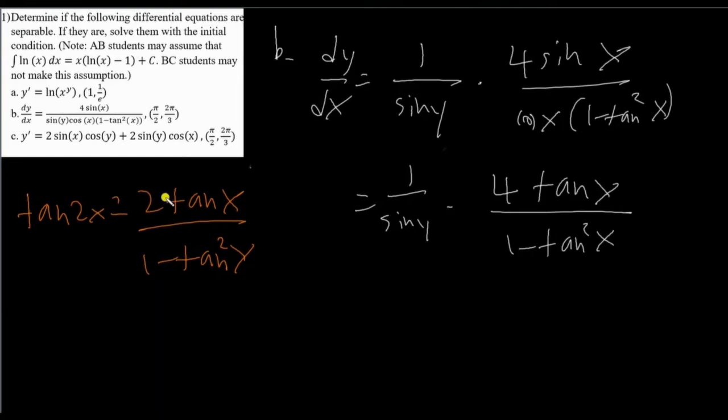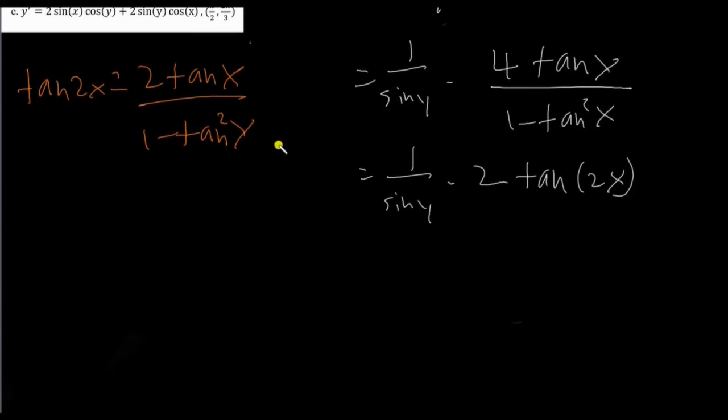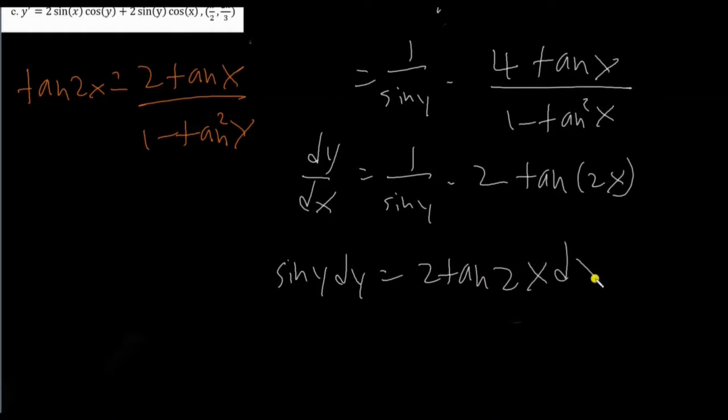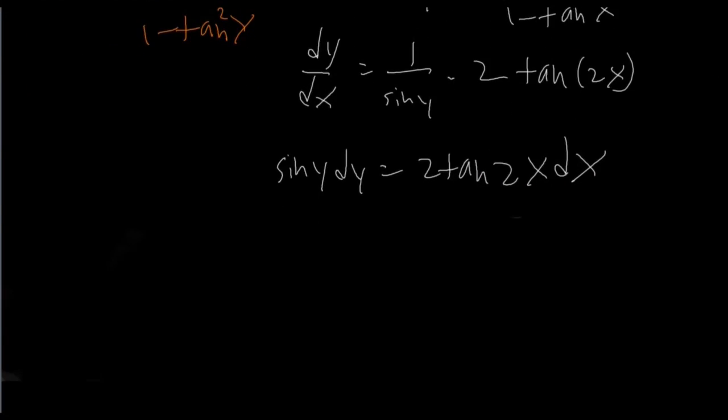And the only thing is, instead of a 2, we have a 4 here. What that means is this is going to be equal to 2 tangent of 2x. And then this is still equal to dy dx. And now it's a lot easier to separate. So bring this sine over here. I'll get sine y dy equals 2 tangent of 2x dx, and then I'll integrate both sides.